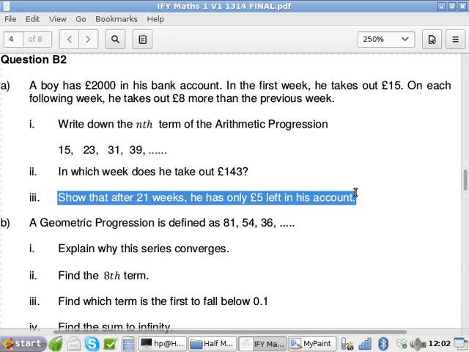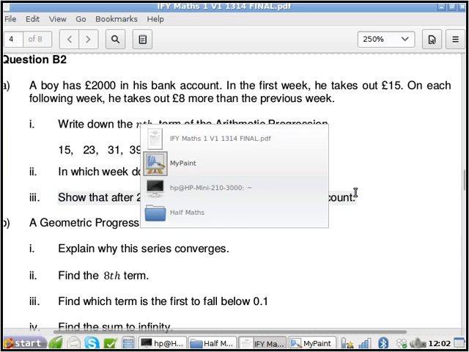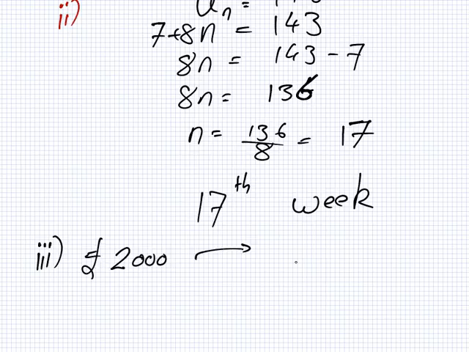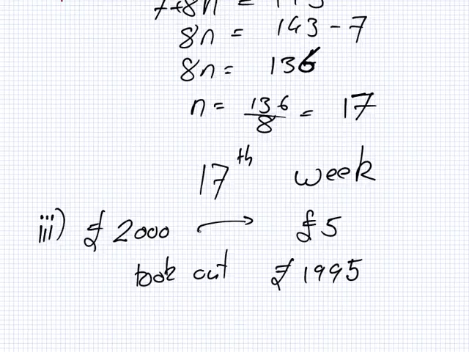Finished, yeah? Good. Alright. 21 weeks. So, how much does he have at the start? I think it's 2,000. And after 21 weeks, he should have only £5 left, isn't it? Yeah. So that means he took out 1995. Okay, so we want to check if that's true.